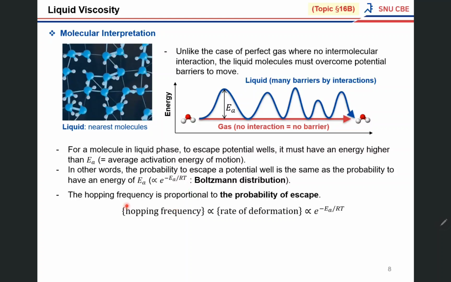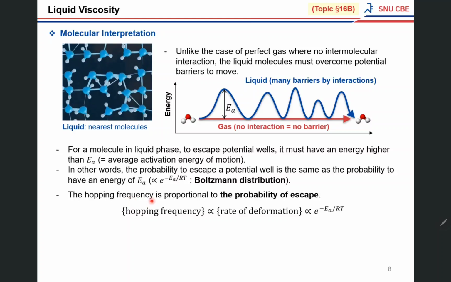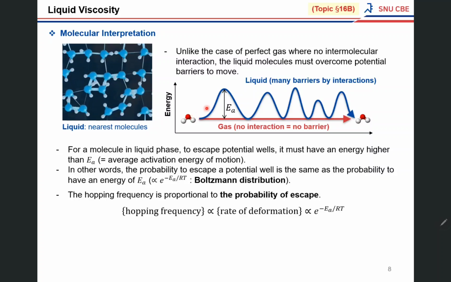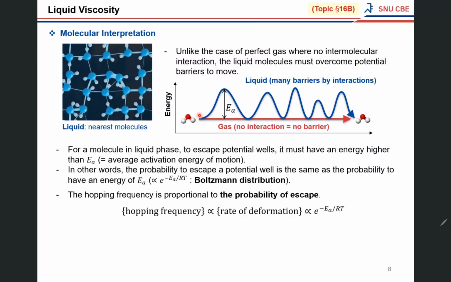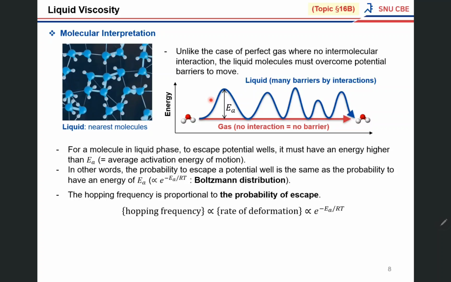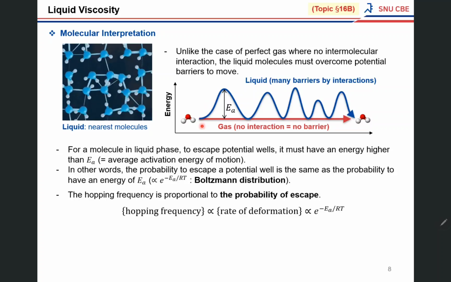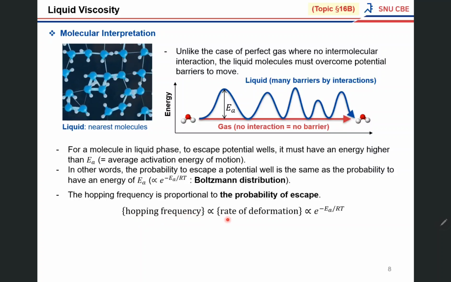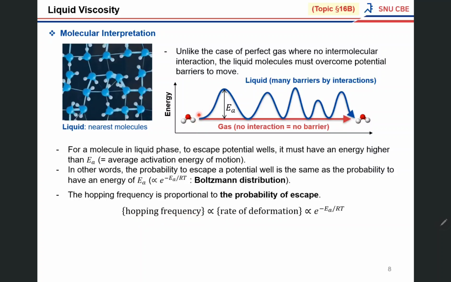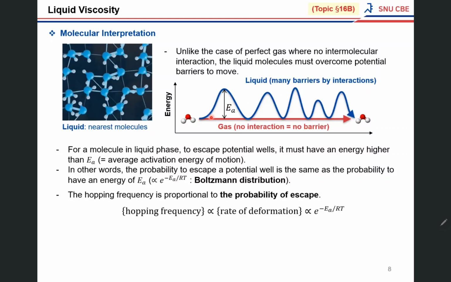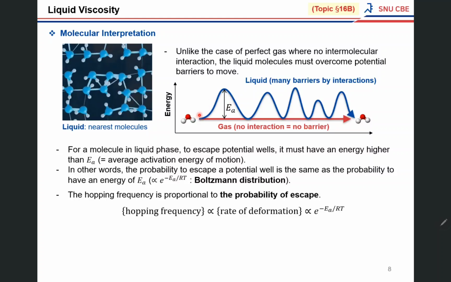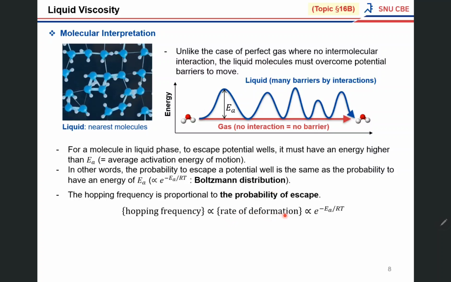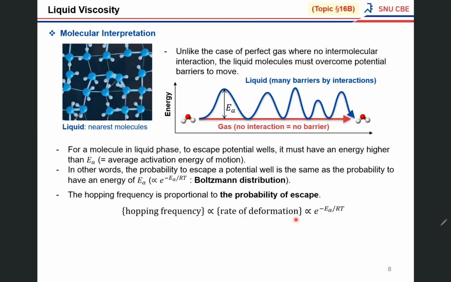The next thing we have to think about is the hopping frequency. The molecules basically try to overcome this barrier, and there should be some kind of frequency, defined as the number of trials per unit time. This hopping frequency will be proportional to the rate of deformation. If the molecule tries to overcome this barrier more frequently within the unit time, then that liquid will have a high rate of deformation, which is proportional to the Boltzmann distribution given here.